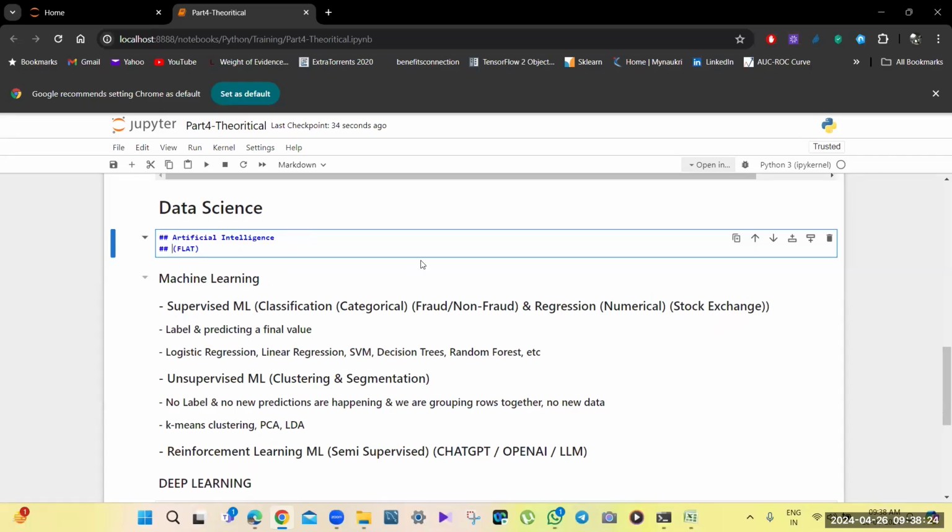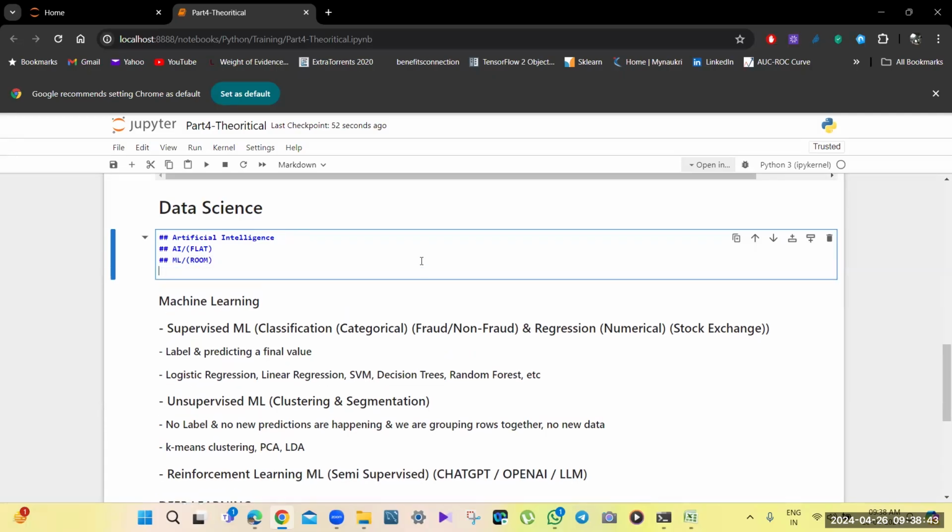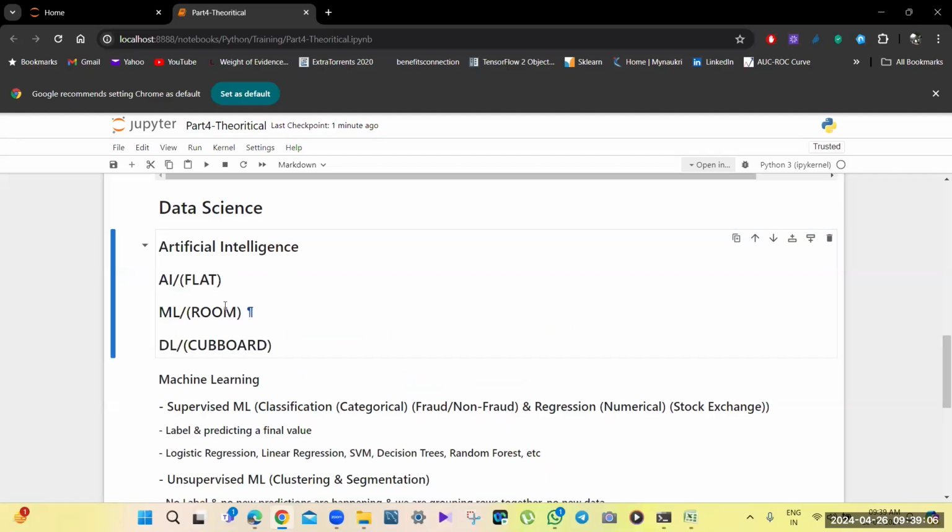Within AI, let me put it so it will be easy. AI is your flat, right? Within AI, there is a small thing which is known as machine learning. Let's say that is probably a small room in your flat. And within machine learning, there is something called deep learning, DL. That is probably a cupboard within your room. So that is traditionally how it goes: AI, machine learning, and deep learning. AI is the big one.